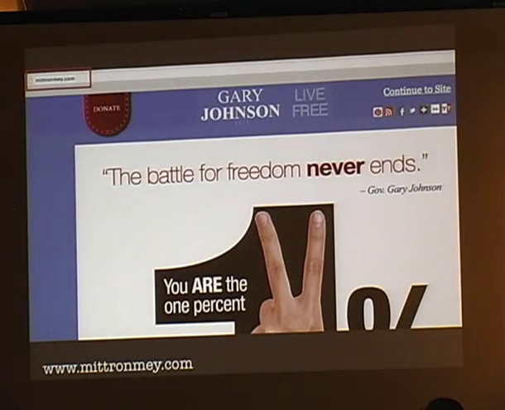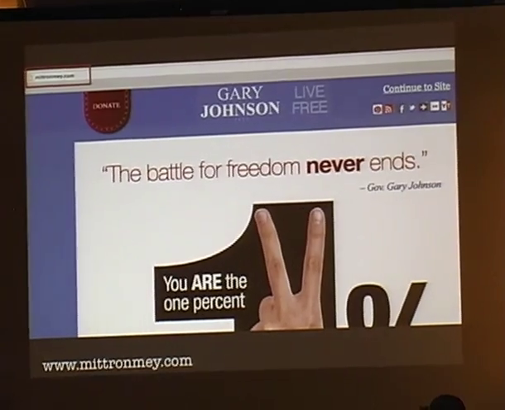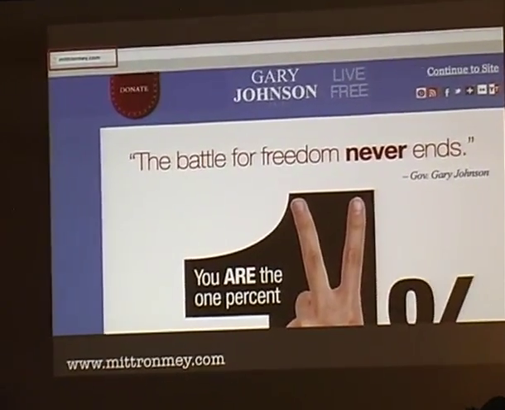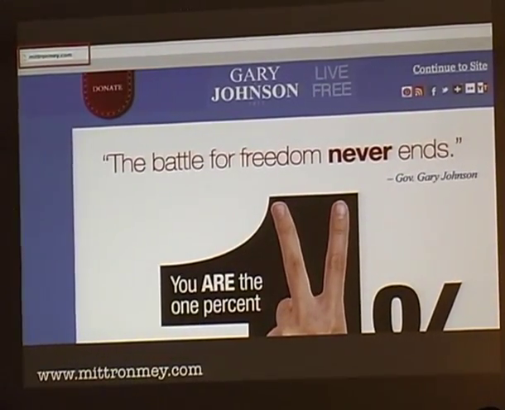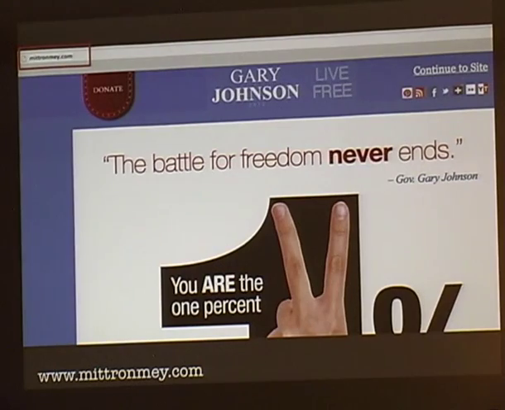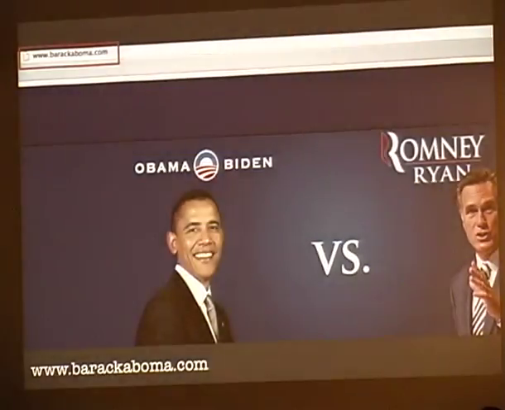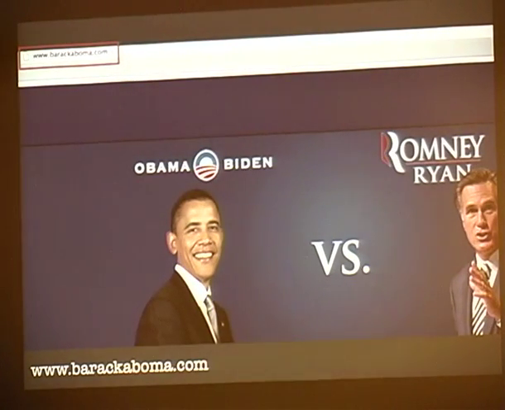This one, if you notice in the top left, it says mittromney.com, but it's redirecting to Gary Johnson's site. And you can see that in the URL in the upper left-hand corner. I think this is left for you all. And if you'll notice, there's a giant 1% there, but there's two fingers. I've been looking at the site for like the past 6 months. I don't understand that. And if you notice here, you'll see this is Barack Obama. And there's also something odd going on here, besides that horrendous web design, right?